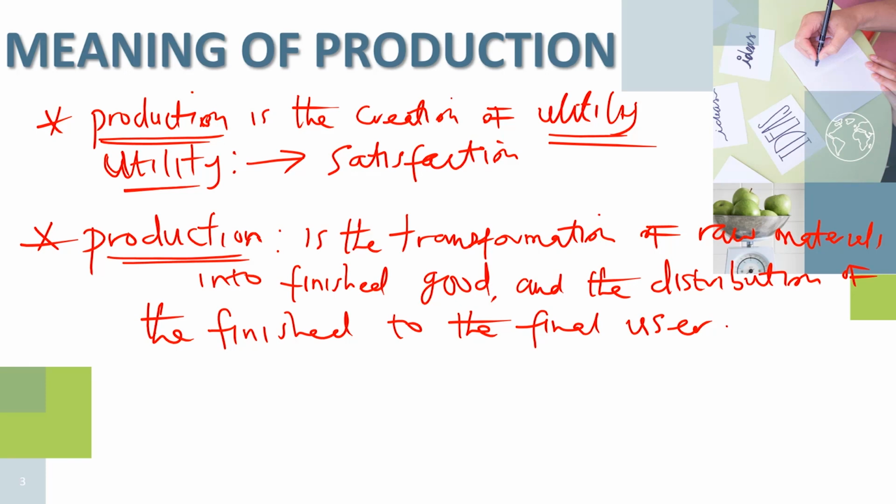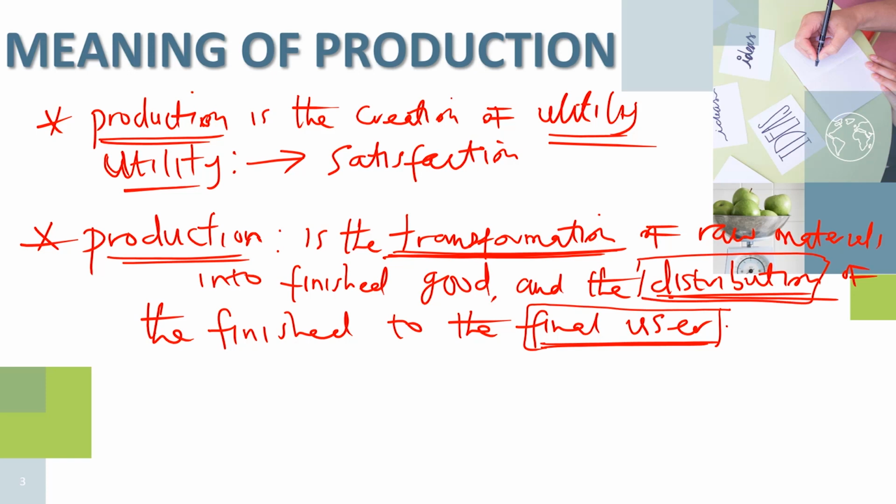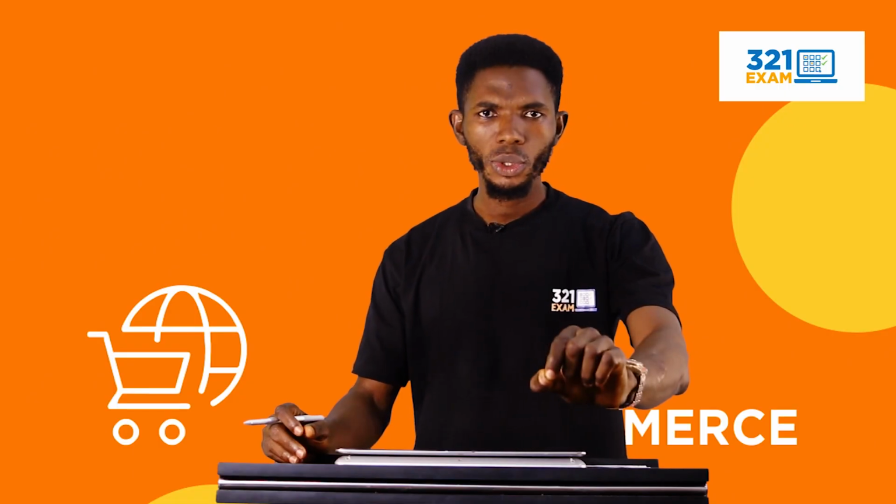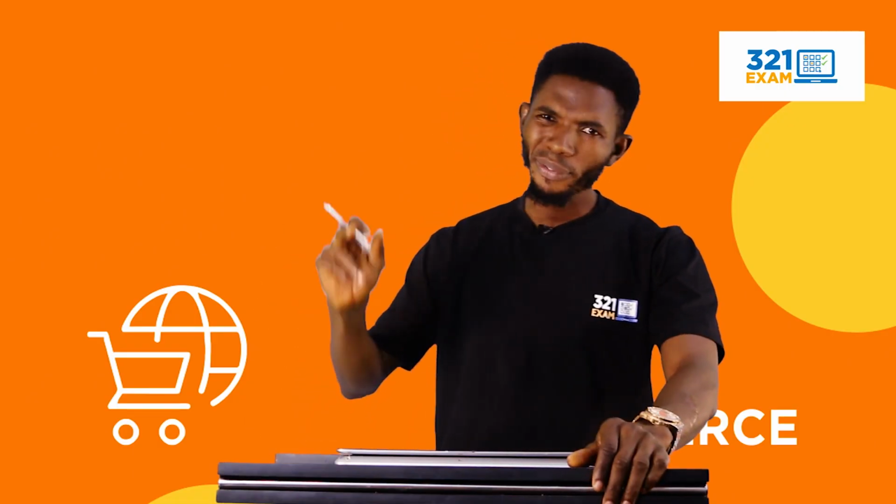If you look at the second definition, three keywords are important. We have transformation, we have the word distribution, and we have the word final users. We will come to these three later. They are key, they are very important. We will discuss them later. Transformation, distribution, and final users. Take notes. UTME past questions. Production does not end until the goods that were produced get to the final users.